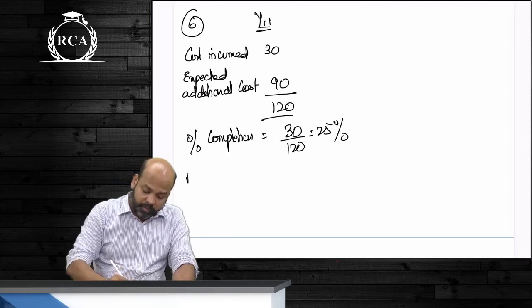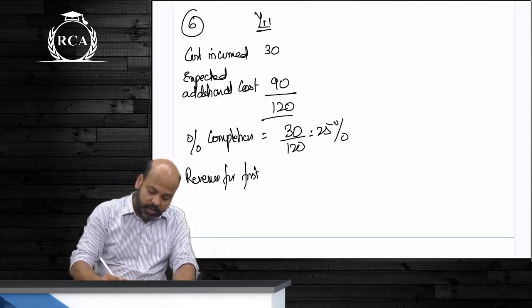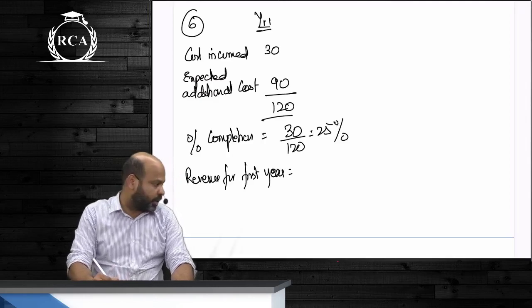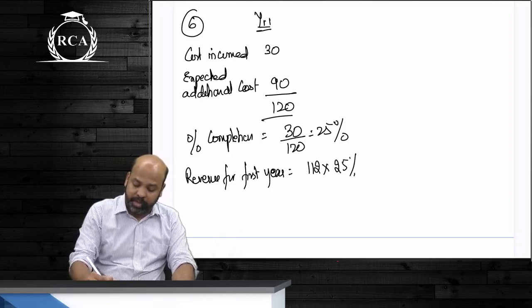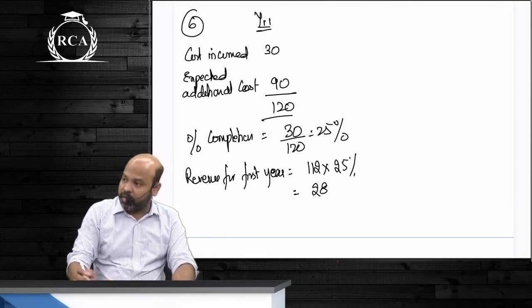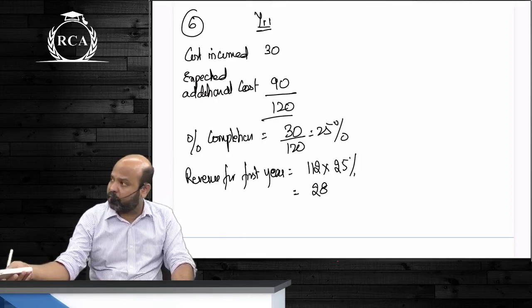Now guys, what will be your revenue for the first year? Revenue for the first year, beta: what was the total contract value? 112. 112 multiplied by 25%, guys, 28 lakhs.